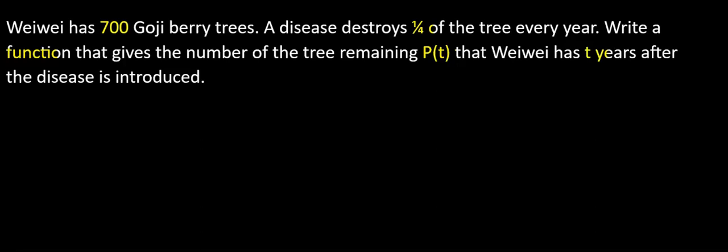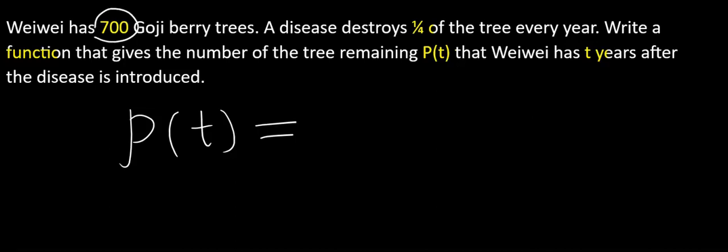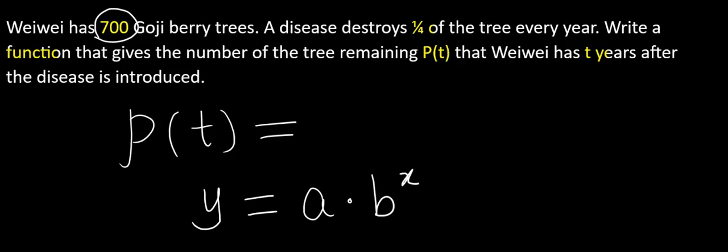So we're going to write a function. The function is going to be P, that's how many trees he has left after t years, equals. Remember, we always start with what we have at the beginning. That's our initial value. Why? Because an exponential function has the form y equals initial value times b, where b is the base and the constant ratio, and x is the exponent. So this part, P of t, and y, both of them stand for the output, equals.